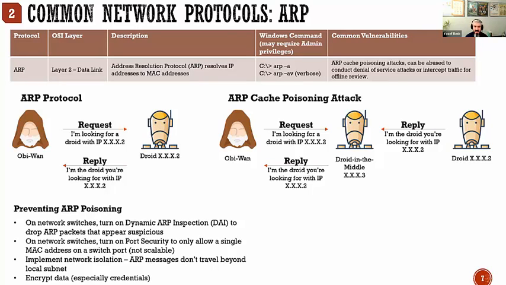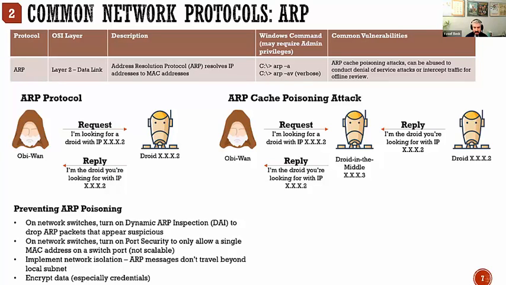ARP poisoning attacks. On network switches, because this is a layer 2 protocol, you can turn on dynamic ARP inspection if it's available, and it essentially looks for packets that appear suspicious, that are malformed, or that may not be following the correct transmission timing. On network switches, you can also turn on port security to only allow a single MAC address on that switch port. The problem with that is that it's not scalable. If you want to have a VLAN with a whole bunch of MAC addresses behind that single switch port, that's not going to work.